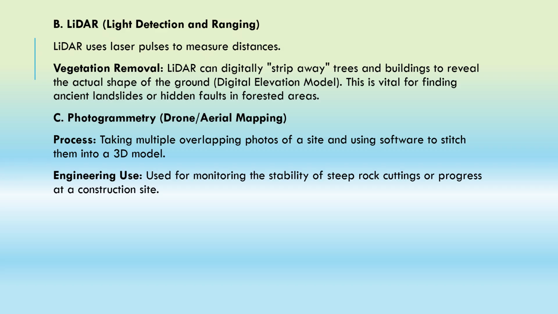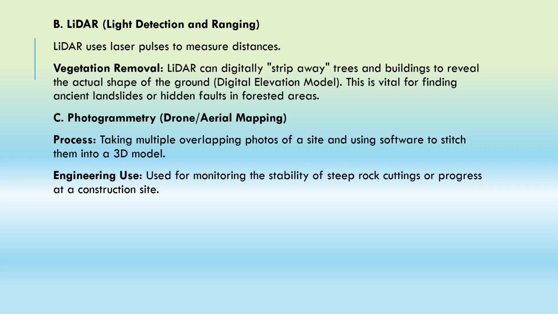LiDAR, light detection and ranging, is used to measure distance, stripping away all the trees and buildings. In case I have to measure the distance of a hill or a ground or any kind of shape located in a forest area, I will not know the exact shape of the hill or ground or any water bodies. So I will be using LiDAR, light detection and ranging, to find ancient landslides and also hidden faults located in the forested area.